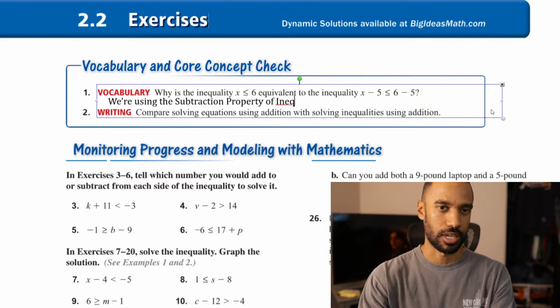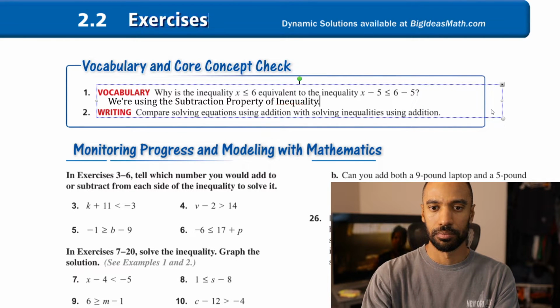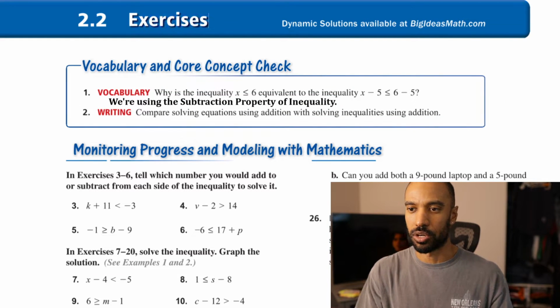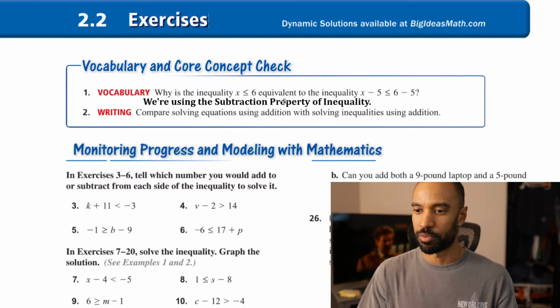Of inequality, I should say, not equality. You can use that, and the left side will still be less than or equal to the right side, even if you subtract 5 from both of them.